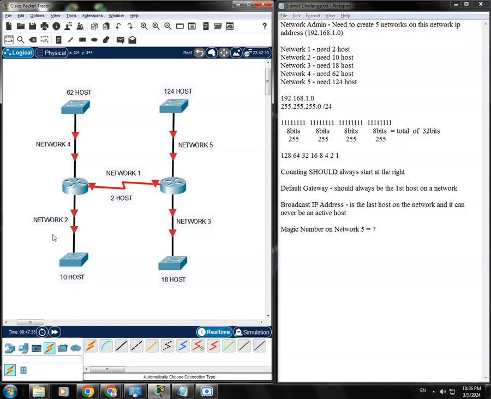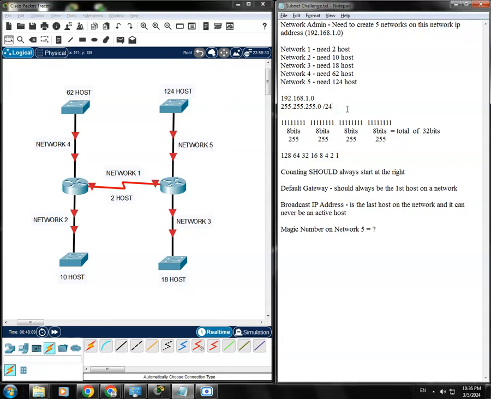The other switch is connected up here, which is network 2, and it has 10 hosts, which is 10 computers. And then on the other side, this is network 4, and it has 62 hosts or 62 computers. On this side though, there are two switches connected. So this is network 3, and it has 18 hosts, 18 computers. Network 5 has 124 hosts.